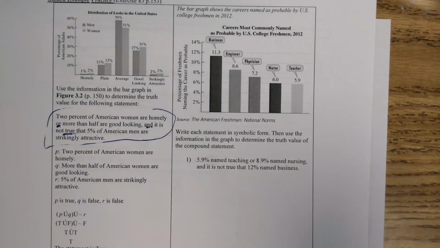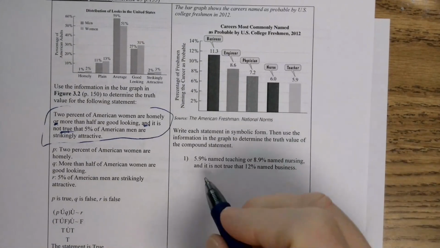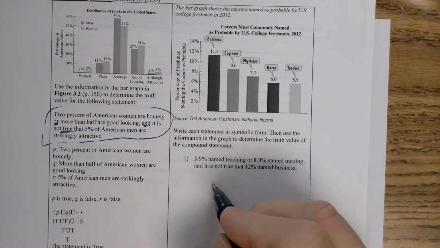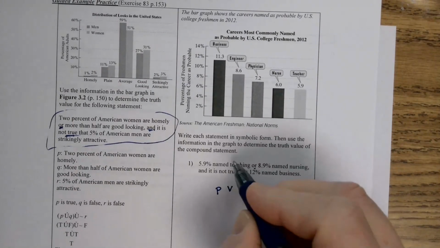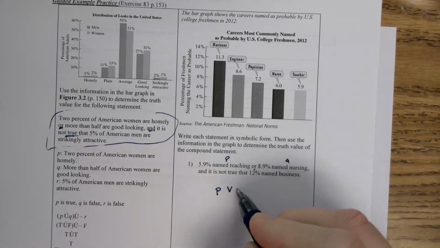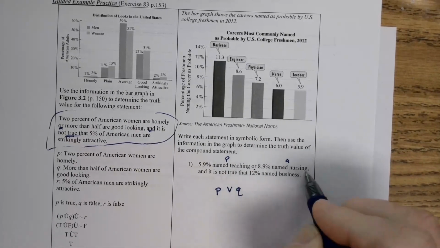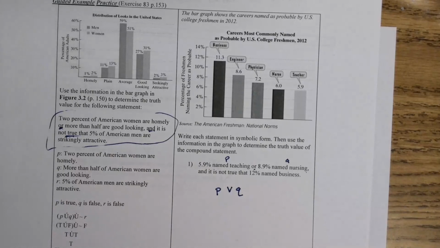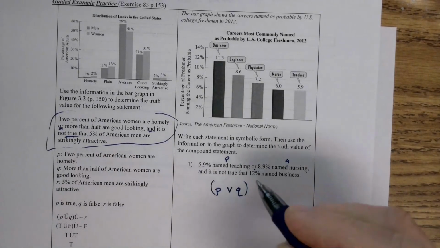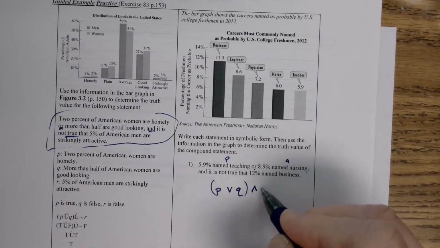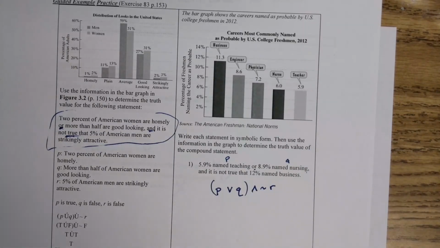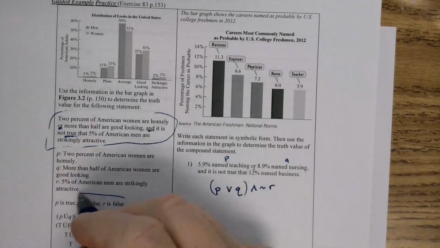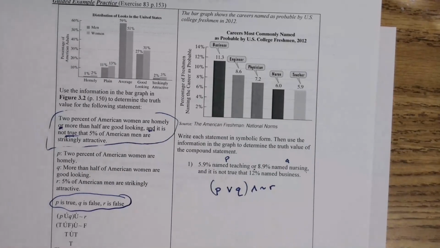5.9% name teaching, so that sounds like P, or Q is right here, so this is going to be P up here and this is going to be Q here. There's a comma, so I'm going to put those in parentheses. And it is not true, so there's R. That's what we just did. So it's true? It's exactly the same thing? No, it's only true when these three things happen. Remember there are 8 things that can happen.